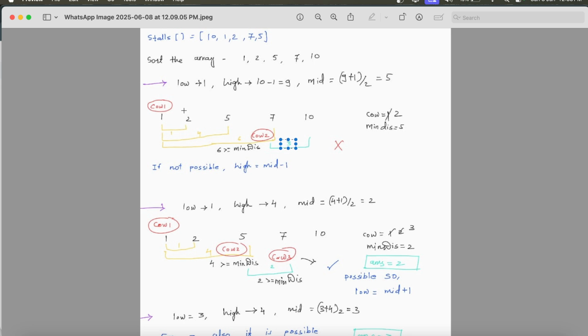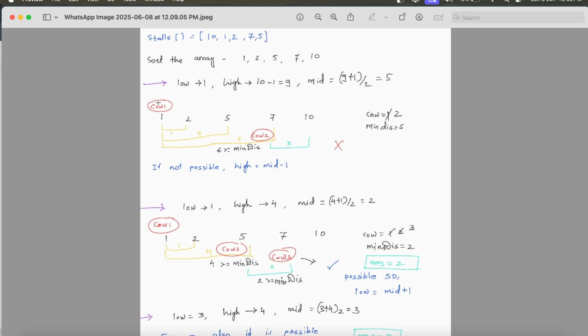We cannot try to put our first cow at the second location, because it is best to keep our first cow at the first location, because the distance between 1 and 5 is always larger than the distance between 2 and 5. So of course, every single time we will try to keep our first cow at the 0th location only, because from there we will possibly get the best answer. So yes, the first cow we will always place at the first location. That is going to happen for all the cases.